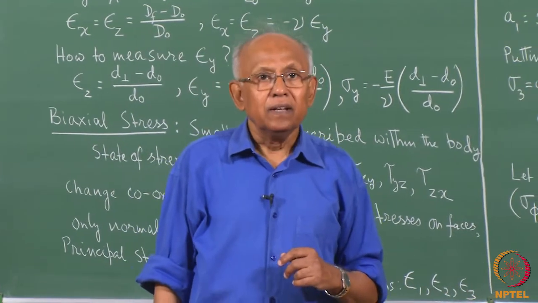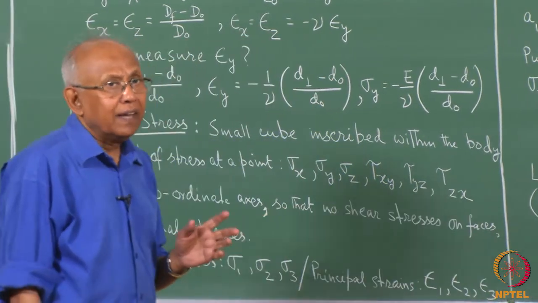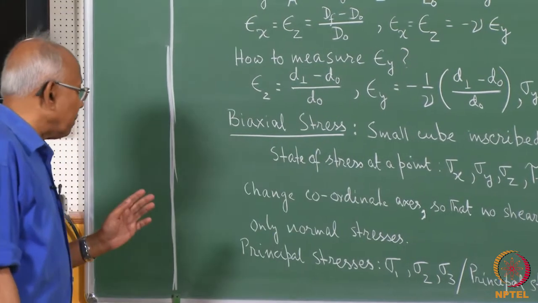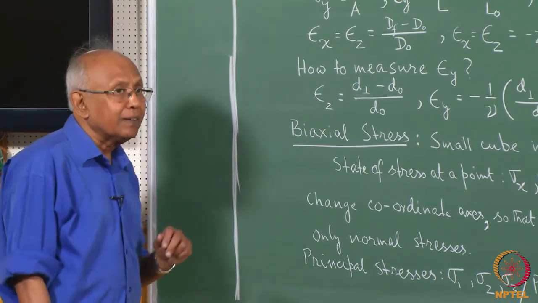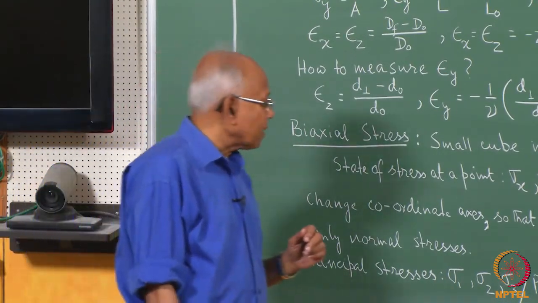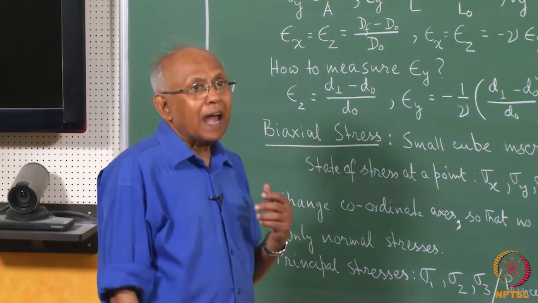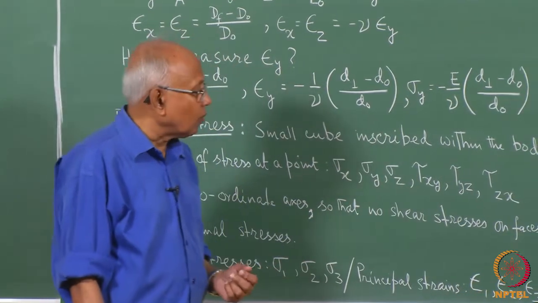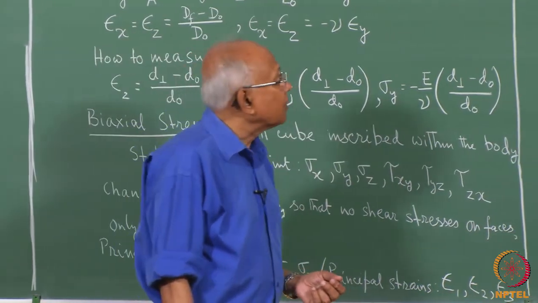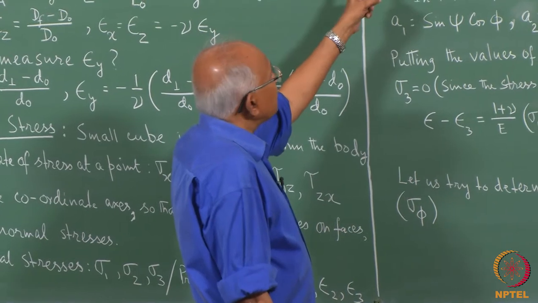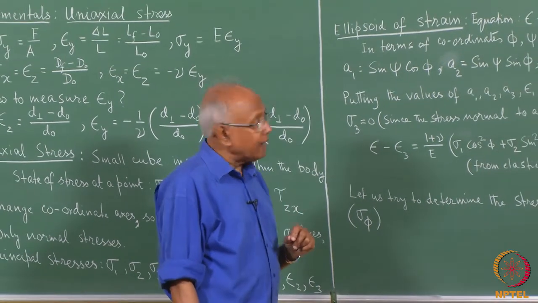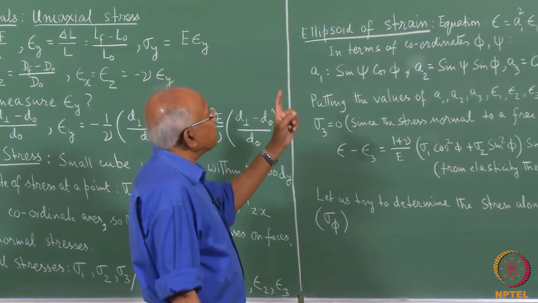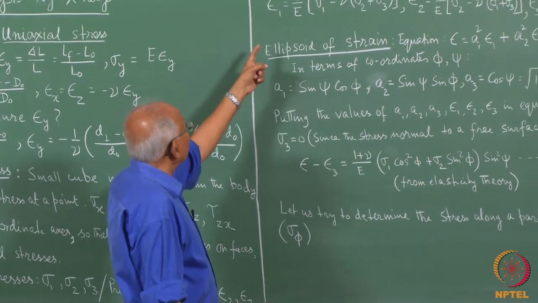So, under that condition, the state of stress will be given by only 3 principal stresses, sigma 1, sigma 2, sigma 3, and accordingly the principal strains will be say epsilon 1, epsilon 2 and epsilon 3. We can write down the principal strains in terms of the principal stress values as shown here.